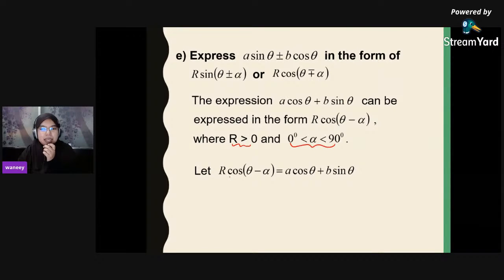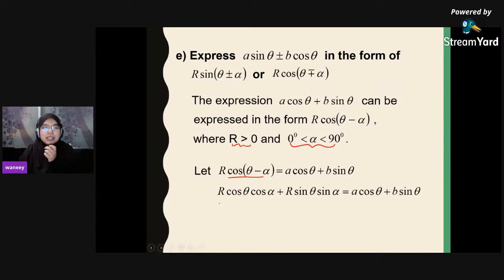And then let us use the formula for cos theta minus alpha. So it will become cos theta cos alpha plus sin theta sin alpha. And then you times them with R. So we are going to get R cos theta cos alpha plus R sin theta sin alpha equal to A cos theta plus B sin theta. Okay, so what we are going to do next is that we are going to compare the left hand side and right hand side. Okay, so how to compare?